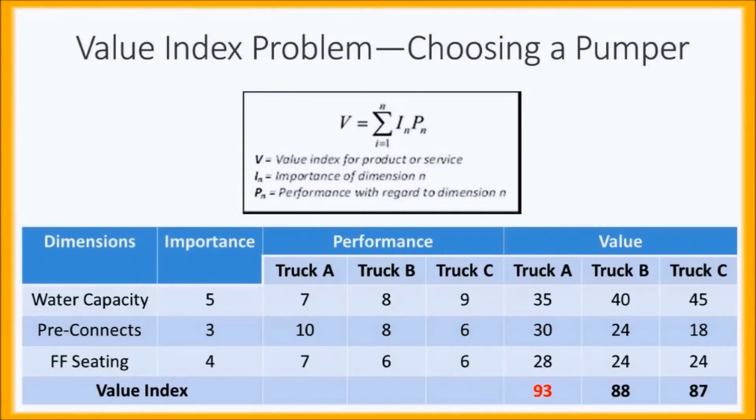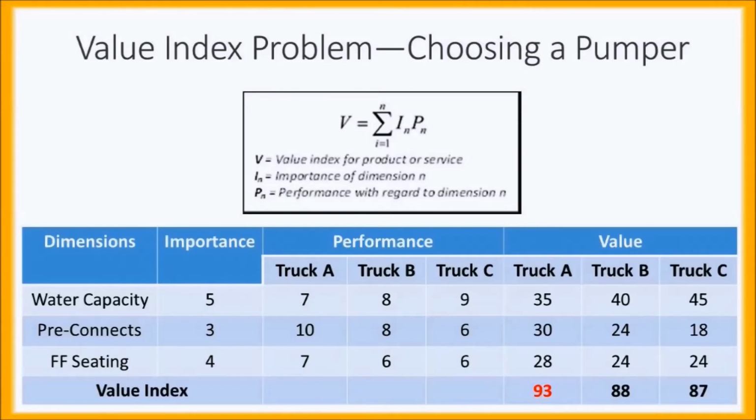4 times 7 is 28. We then simply add up the values for each of those trucks. So for truck A, it's 35 plus 30 plus 28, which gives us 93. For truck B, it's 40 plus 24 plus 24, which is 88, and so forth.